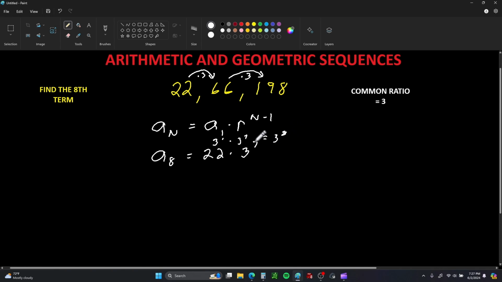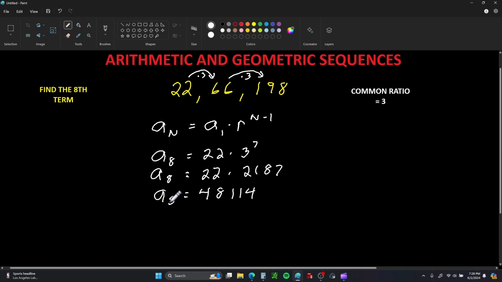So continuing on, our next line, we have a sub 8 equals 22 times 2,187. And now I have to multiply these two, which is 4,814. And this would be our eighth term.